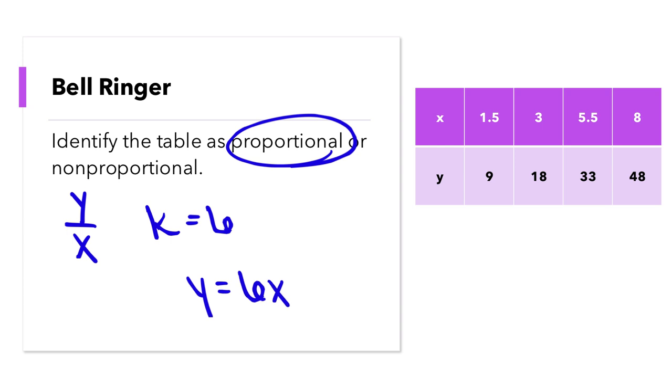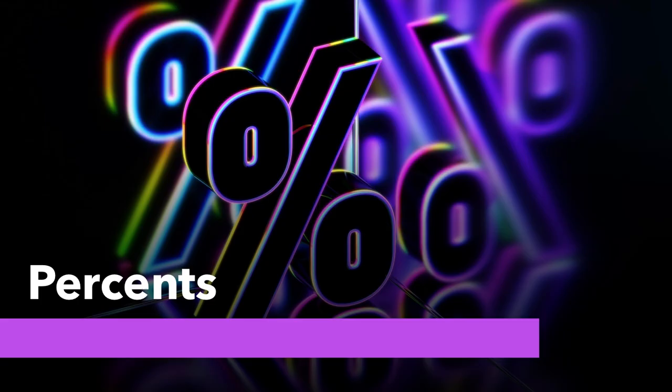All right, let's let Jonah back in. Okay, on your desks, you have 2 packets because we're going to be working on percents. The first packet has vocabulary stapled to it. That's the one I want you to have out first.